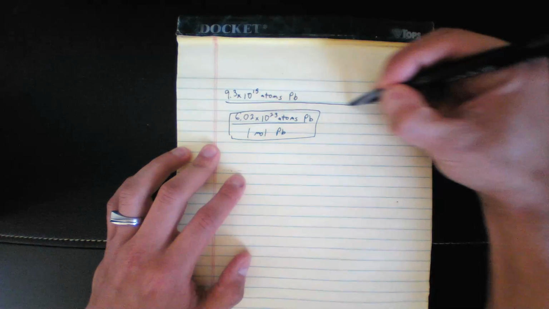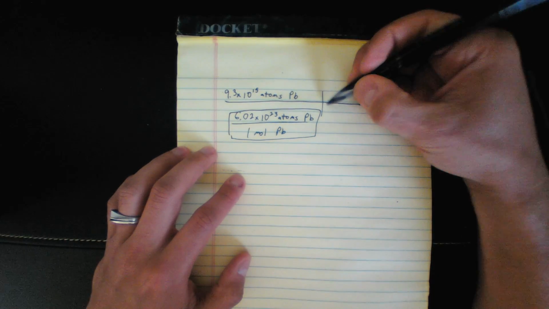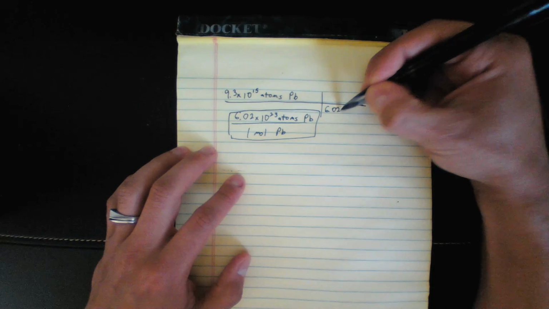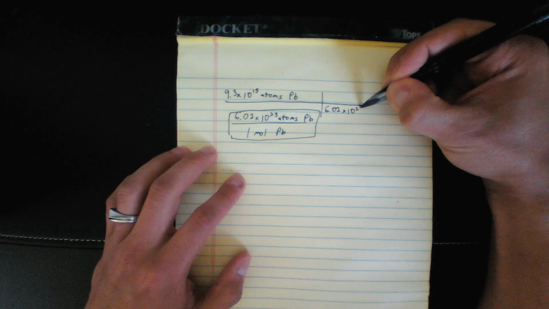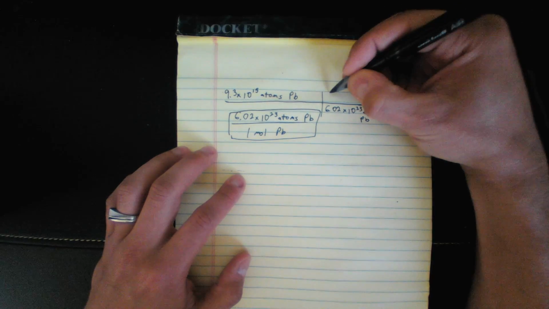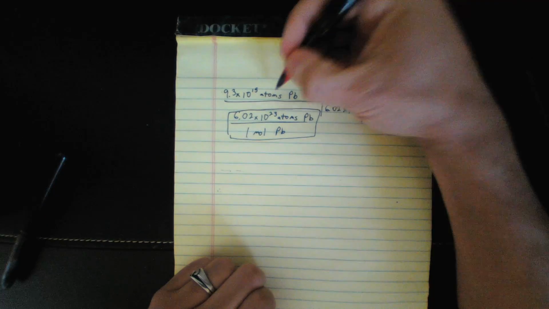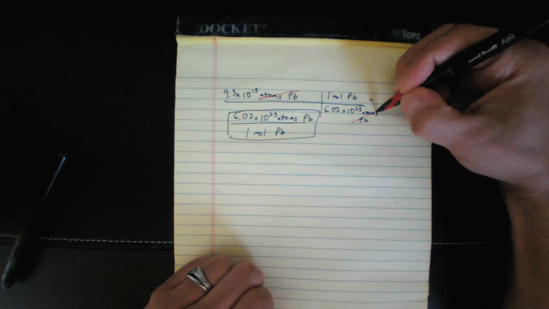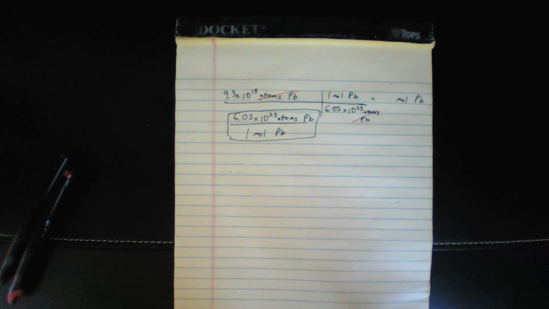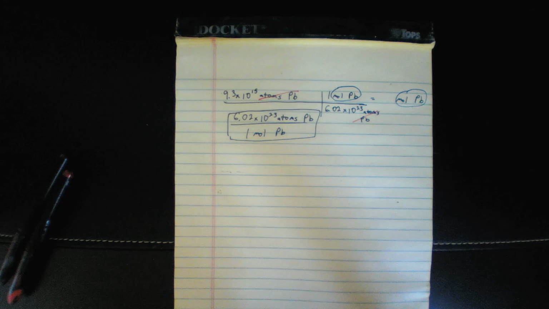If we set up our conversion table like this, we are trying to cancel out atoms of lead. So on the bottom of our fraction needs to be 6.02 times 10 to the 23rd atoms of lead so that it cancels, and the 1 mole of lead will be on the top. We're setting it up like this because we want atoms of lead to cancel with atoms of lead. And then the unit that we have left here is moles of Pb, which is exactly what our answer wants.